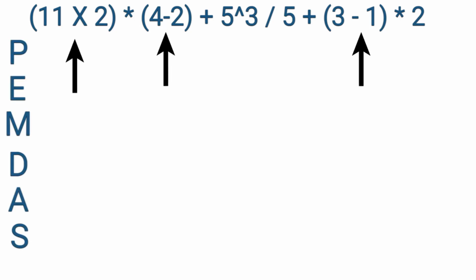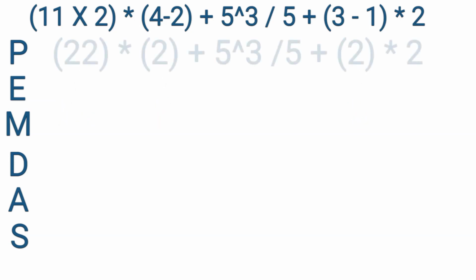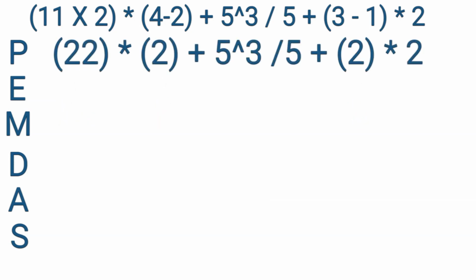11 times 2 equals 22. 4 minus 2 equals 2. 3 minus 1 equals 2. Okay, so let's see what we have now. 22 times 2 plus 5 to the power 3 divided by 5 plus 2 times 2.